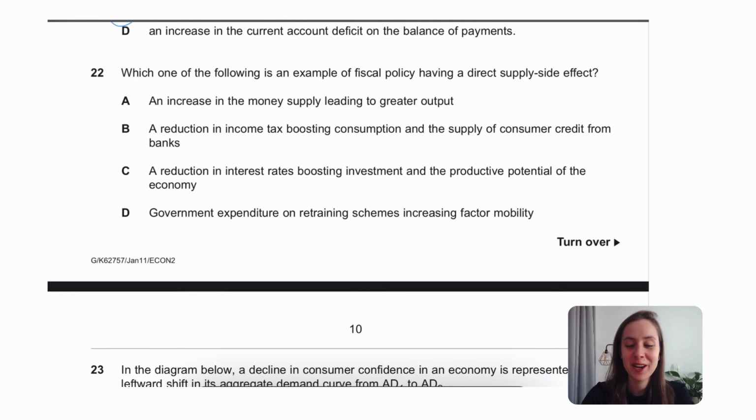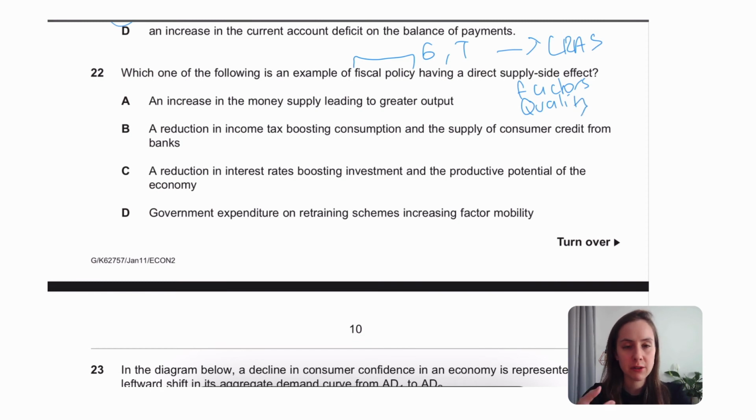Right, so fiscal policy means that they're spending money or taxing, and that has for some reason impacted the long run AS. To impact the long run AS, you're looking for factors of production, and you're looking for a higher quality. So I'm looking for something like this. I don't really know exactly what to expect, but let's take a look.